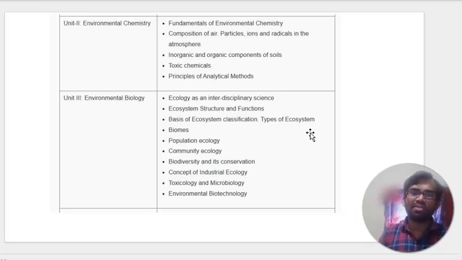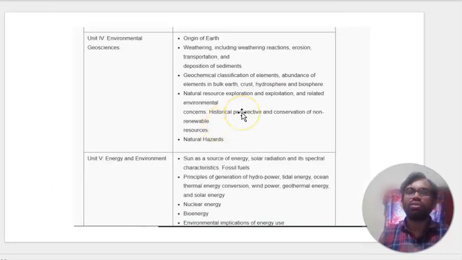These are the few subtopics of environmental biology, and the fourth unit is environmental geoscience. This is also one of the important topics. The origin of earth, weathering including the weathering reactions, erosion, transportation, and deposition of sediments, geochemical classification of elements, abundance of the elements in bulk earth, crust, hydrosphere and biosphere, natural resource explorations and exploitations and related environmental concerns, historical perspective of conservation of non-renewable resources, natural hazards.